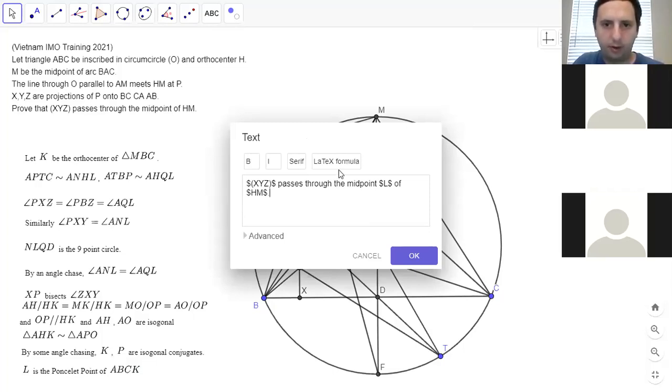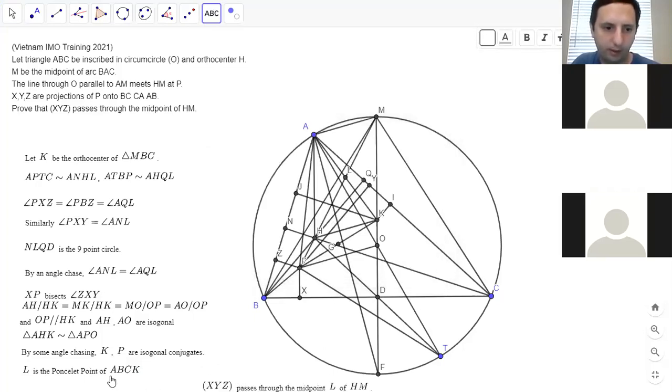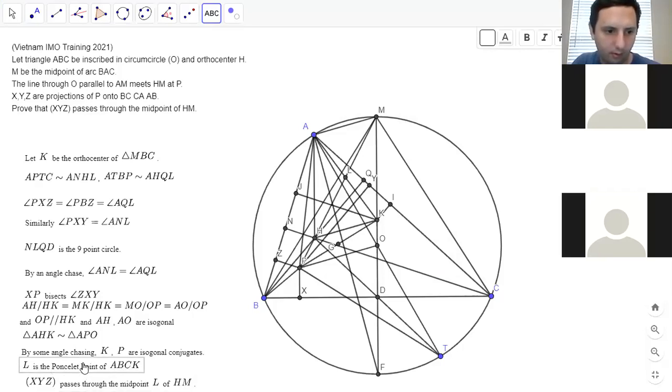All right, I'm going to move on to the next one just because we've spent a while on this. But if you look up Poncelet Point on Wikipedia, I think you should be able to find it there.